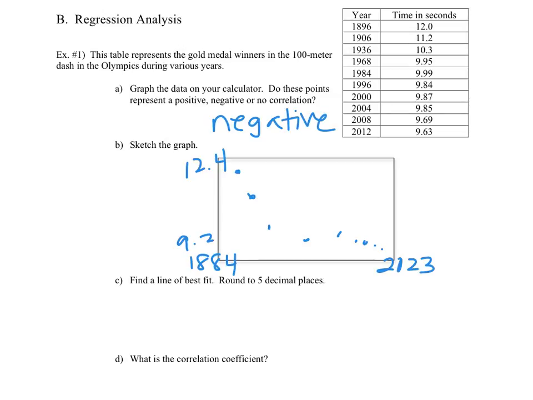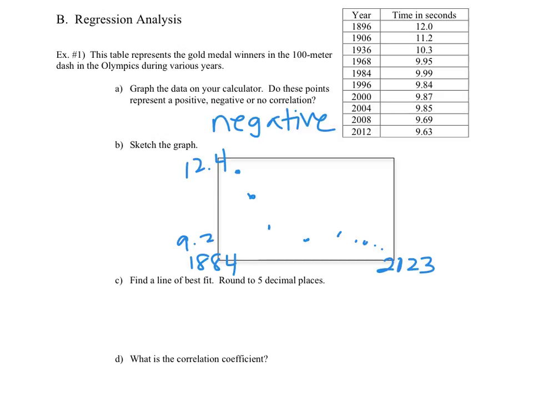And now let's find the line of best fit, and we have to round to 5 decimal places. That's a bummer. Okay, do you remember how to do this part? All right, good. I'm teaching you something. All right, we'll go to stat, over to calc, and we're going to do number 4. So they want a line for this. So linear regression, number 4. Hit enter a couple of times, and then round to 5 decimal places.